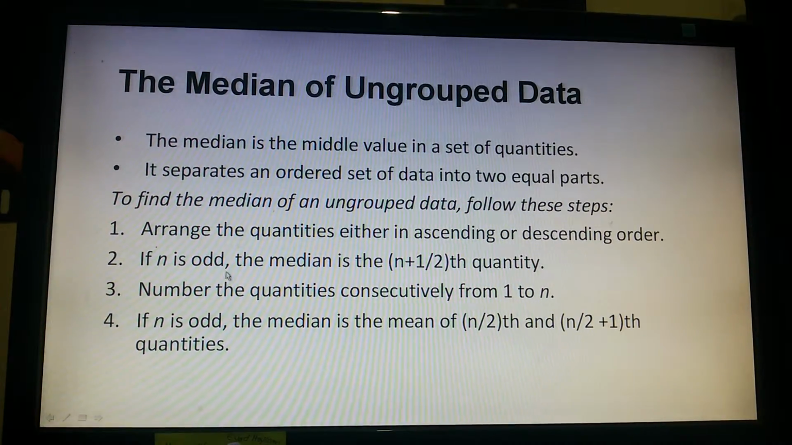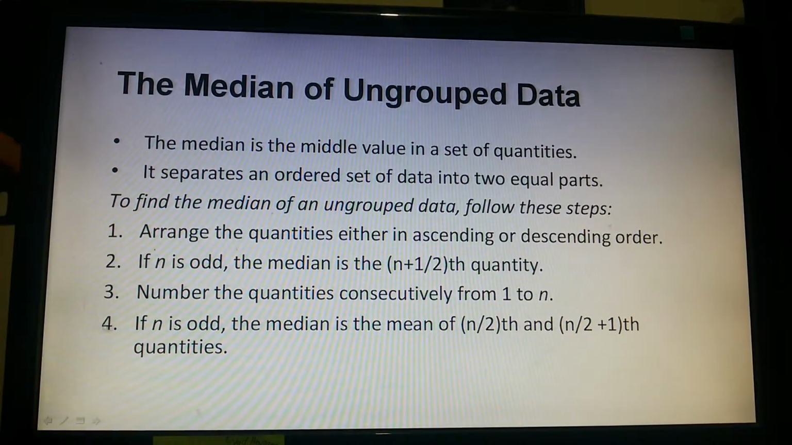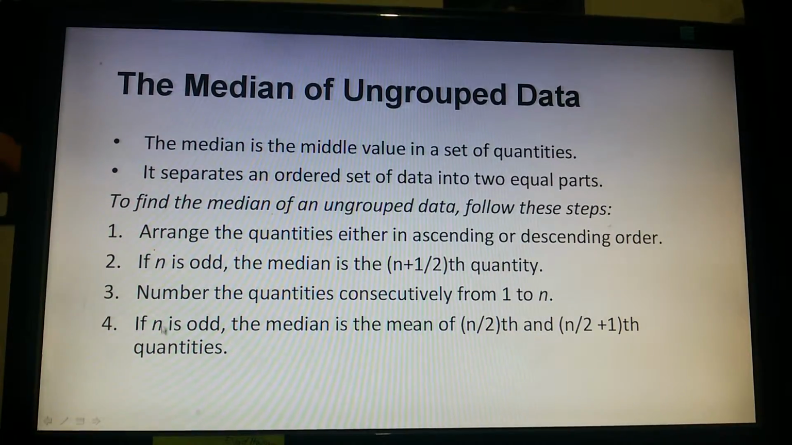If n, the number of scores, is odd, the median is the (n plus 1) over 2 quantity. Third, number the quantities consecutively from 1 to n. Fourth, if n is even, the median is the mean of the n over 2 and n over 2 plus 1 quantities. Or I think 4 should be number 2 and 2 should be number 4, but you'll still get the correct answer.